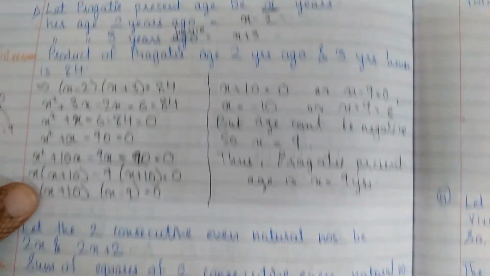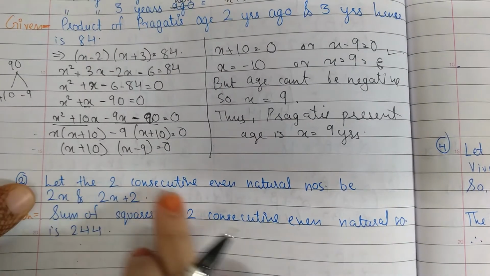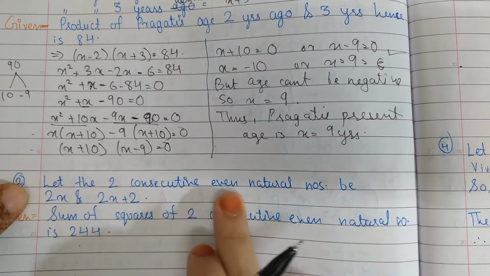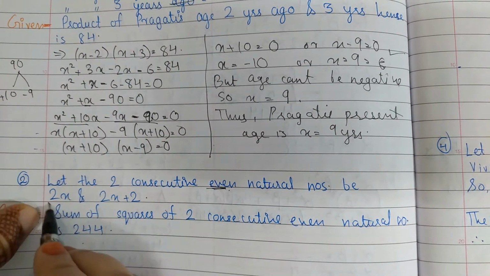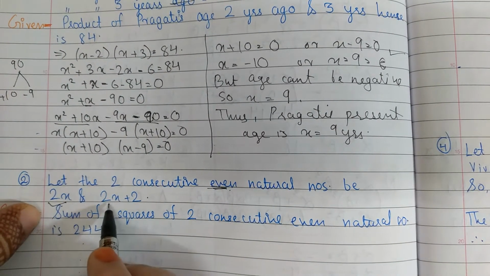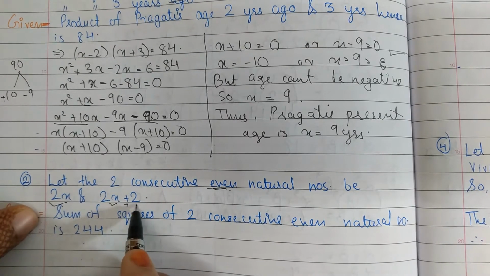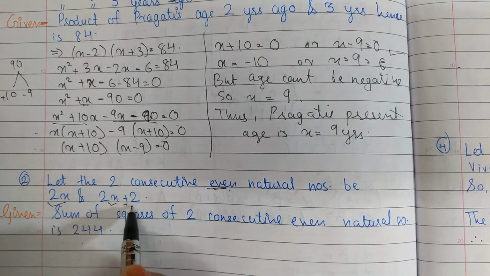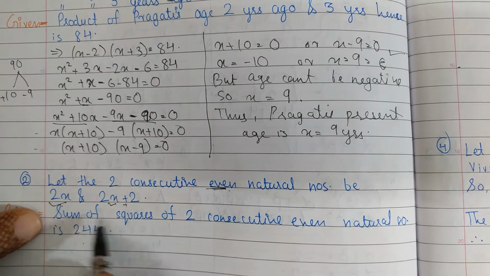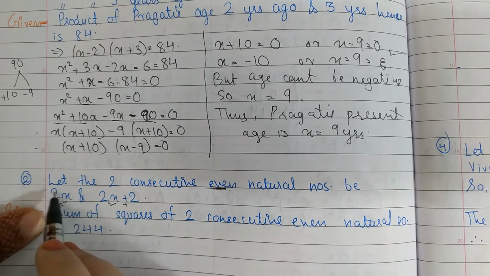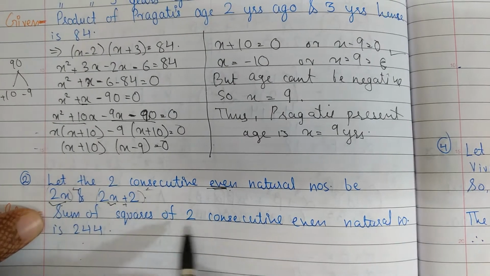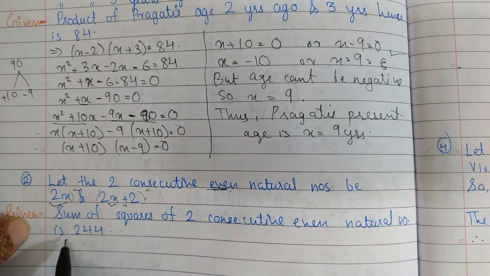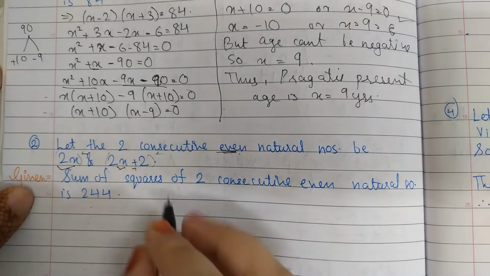All right, so here I have assumed that, since the condition is given that these are even natural numbers, let the two consecutive even natural numbers be 2x. So the first will be 2x and the other number will be 2x plus 2, because they are even, so we will add 2. Their sum of squares is 244. Now let's write the equation.